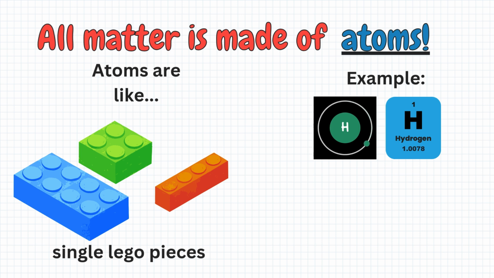To help us understand atoms and molecules, using Legos is kind of a useful analogy. Atoms are like individual pieces. Just like there are different types of pieces, colors, and connection points, there are different types of atoms. We call these different types elements. Hydrogen is an example of a type of element. Its defining characteristic is that it has only one proton in its nucleus.